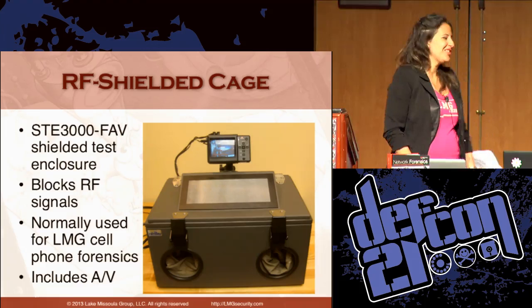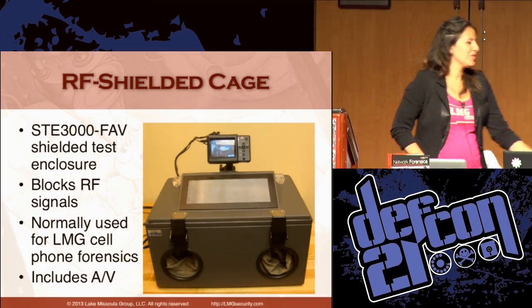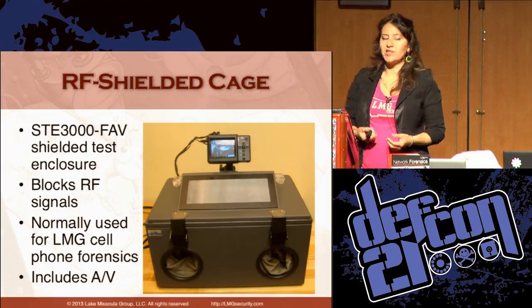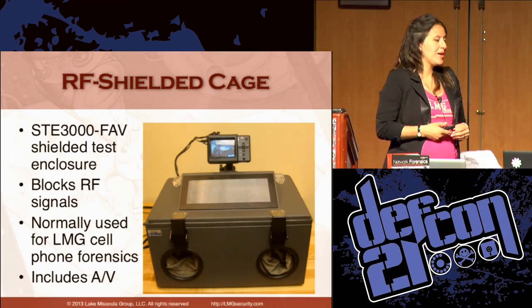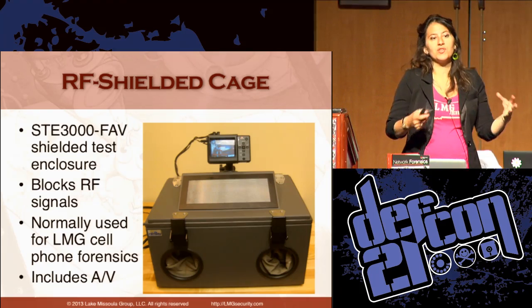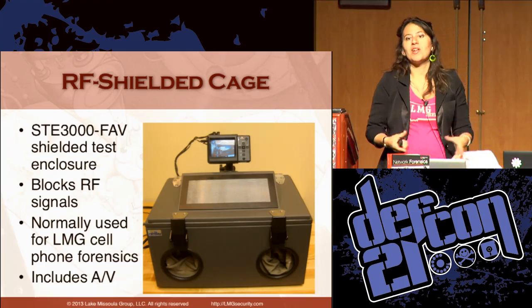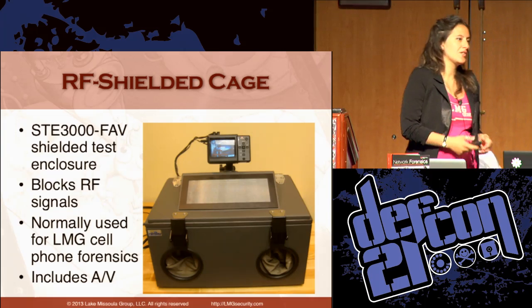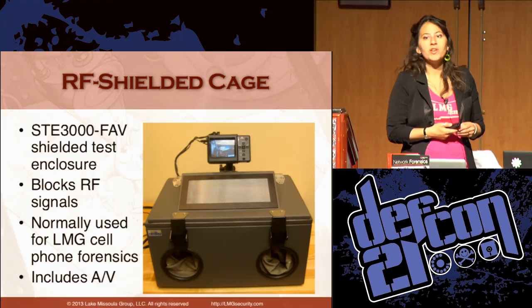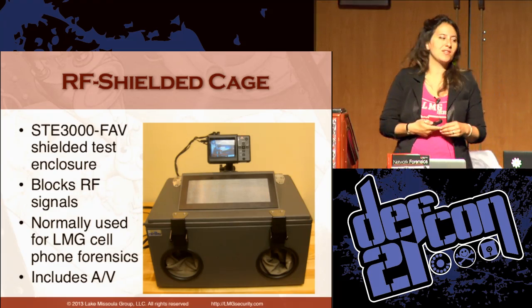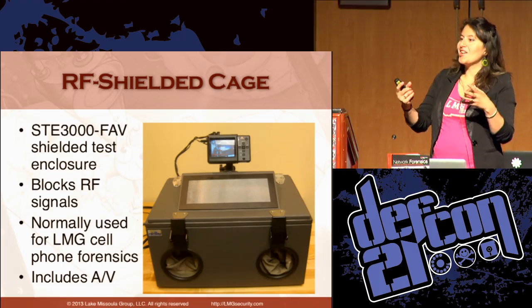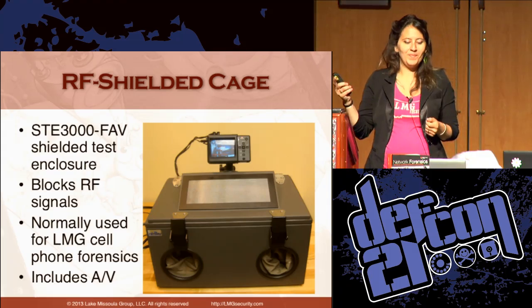This is our RF shielded cage. As we were doing this research, we really wanted to do it right, and so we consulted with legal counsel extensively, and we also wanted to make sure that no one else's cell signals could possibly be captured as we were taking these packet captures. This device is something we normally use in our cell phone forensics lab. We have the only RF shielded cell forensics lab in the state of Montana. It includes AV, so you can actually see into the box, which is kind of cool, and you can record it.